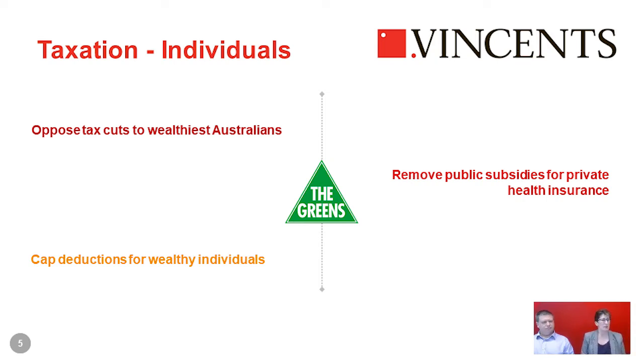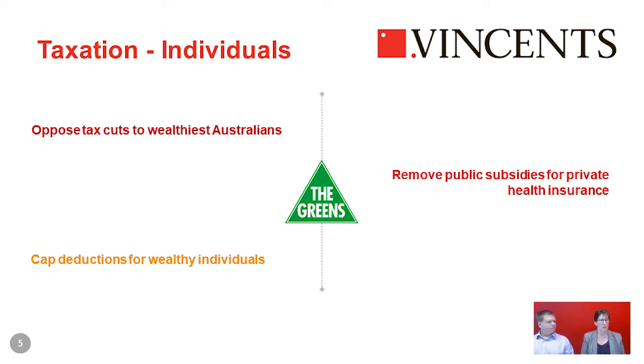So as far as the individuals are concerned, the Greens are looking to essentially reverse the tax cuts that they see have been provided to wealthy Australians. As far as the details are concerned, we don't have a lot of details. It's really just we want to reverse those tax cuts that have been announced or provided for by the other parties.